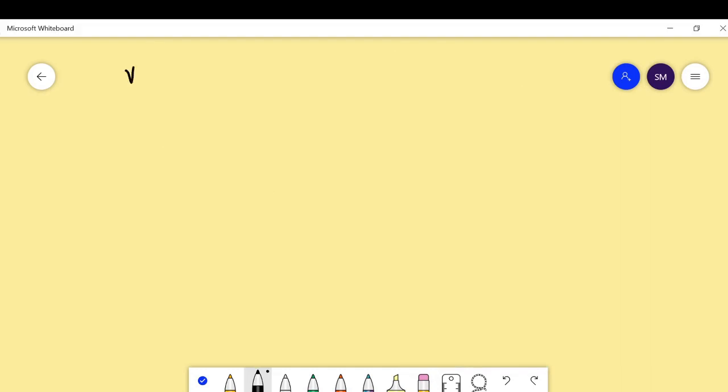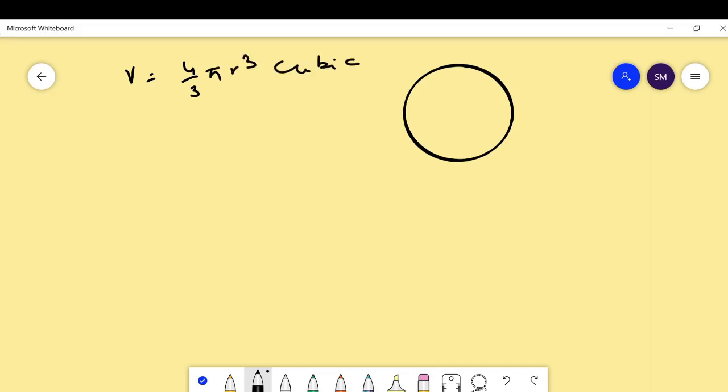Okay. Then next, what is the volume of a sphere and hemisphere of a spherical shell? The volume of a sphere, this is a sphere of radius r. Then the volume of a sphere is equal to 4 upon 3 pi r cube cubic unit. I always say volume is always expressed in cubic unit.